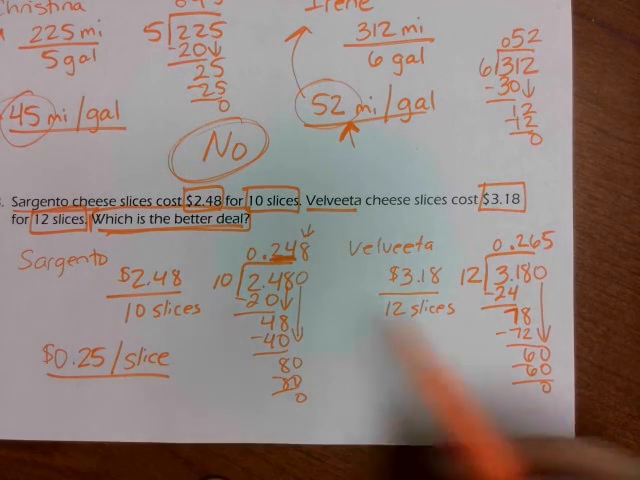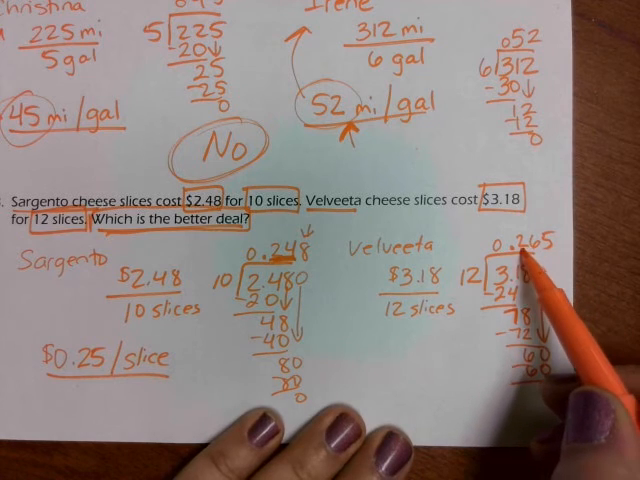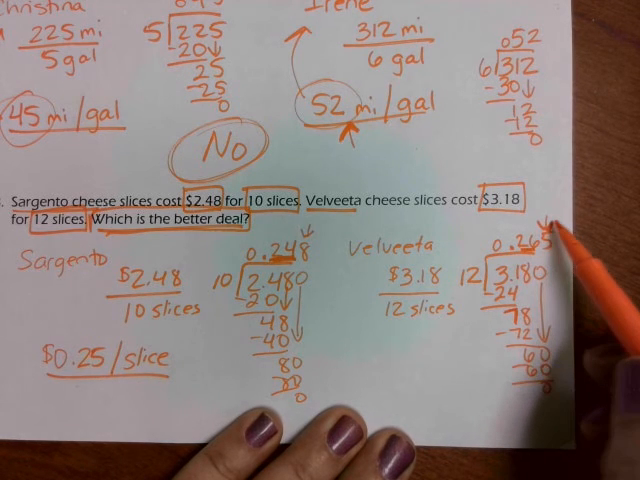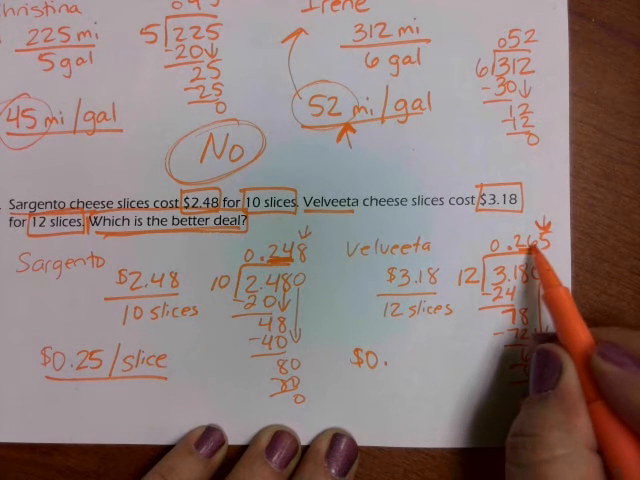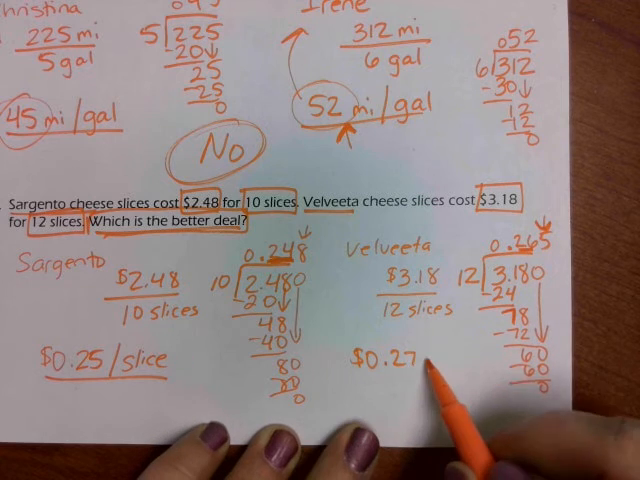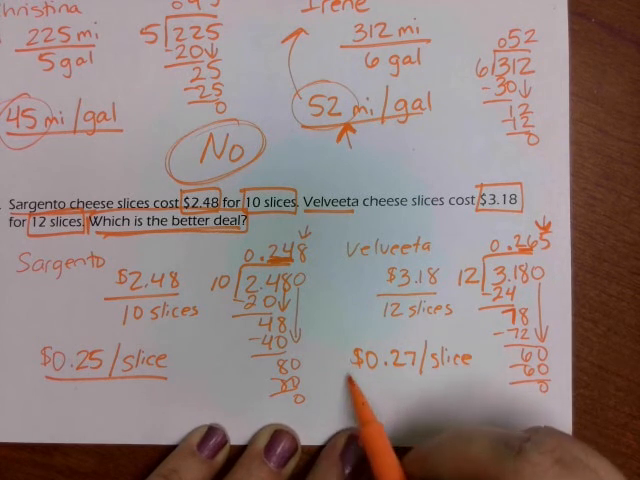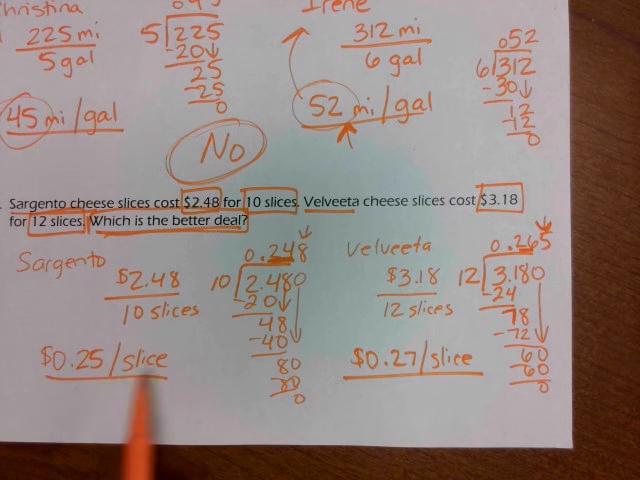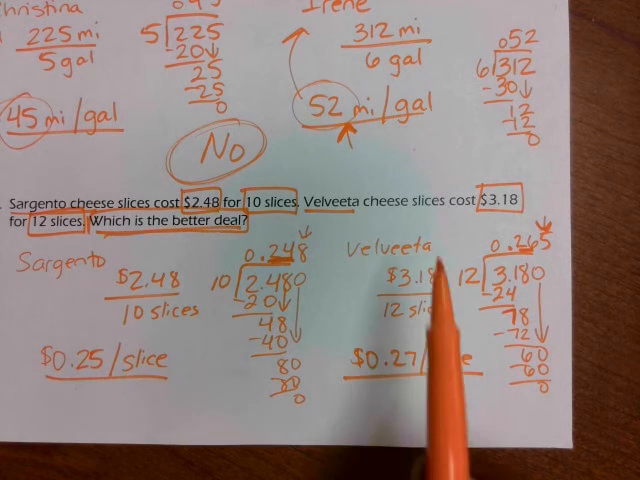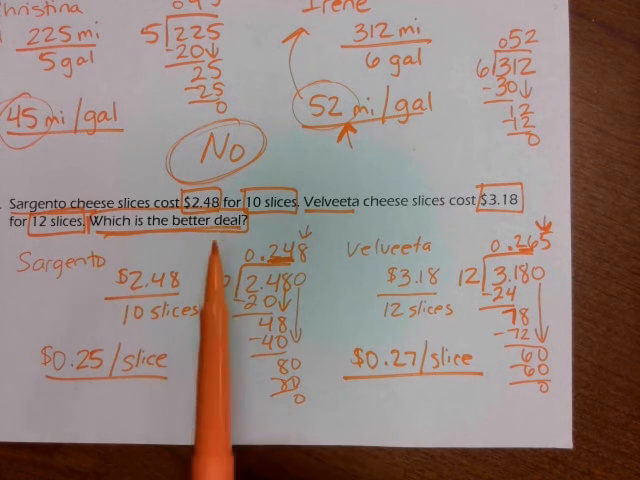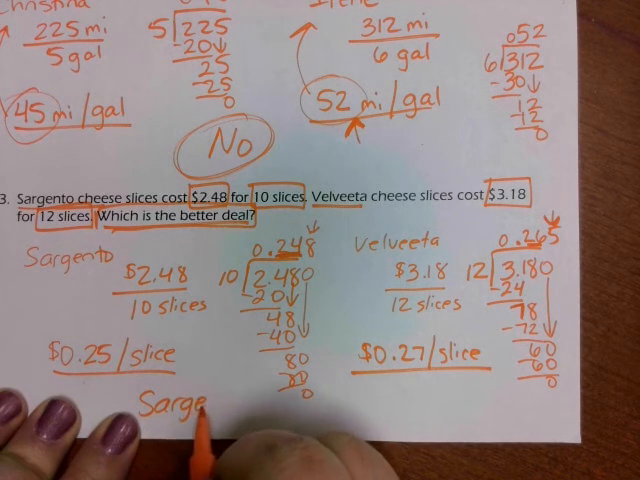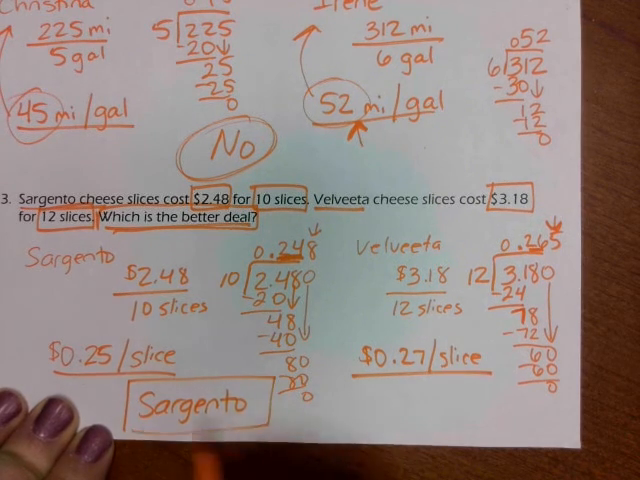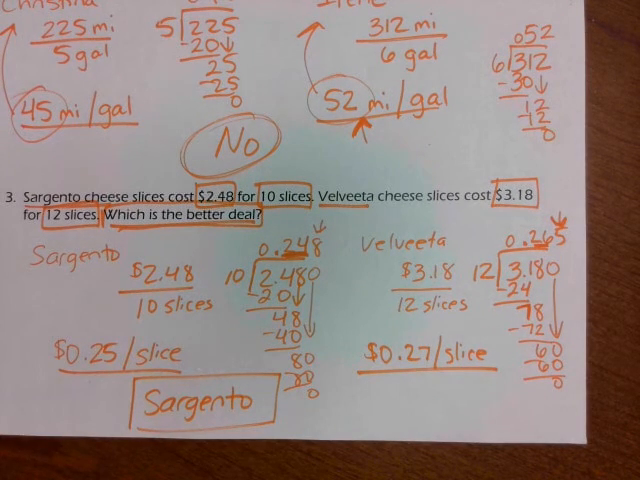But just like before, we could not have 3 decimal places. So I'm going to stop here and look at this number. So Velveeta cost $1.20. That's going to make it go up. $1.27 per slice. So we've got 25 cents per slice. We have 27 cents per slice. So the question wants to know which is the better deal. Better deal is the cheaper one. So Sargento is the better deal because it costs less per individual slice of cheese.